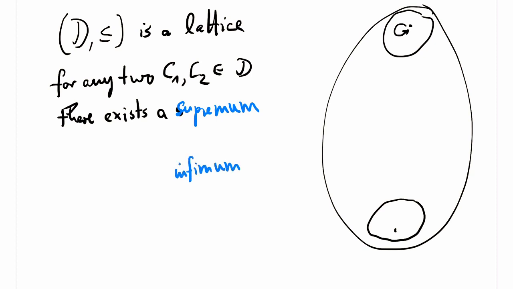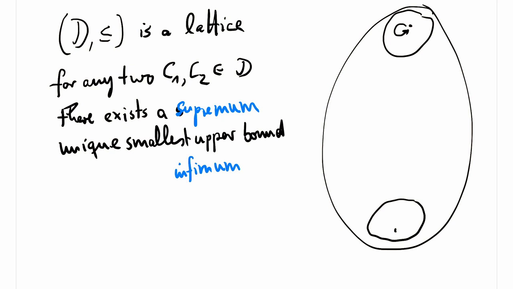So what is a supremum? It's a unique smallest upper bound, and an infimum is a unique largest lower bound.